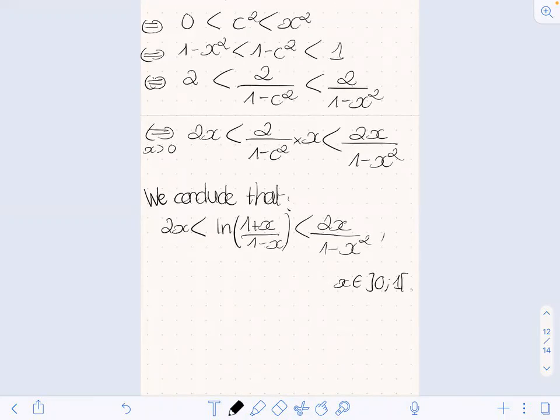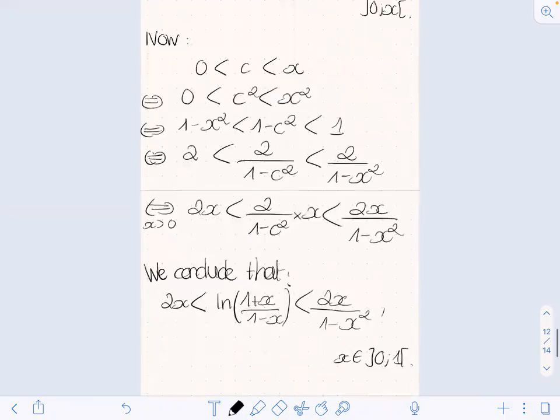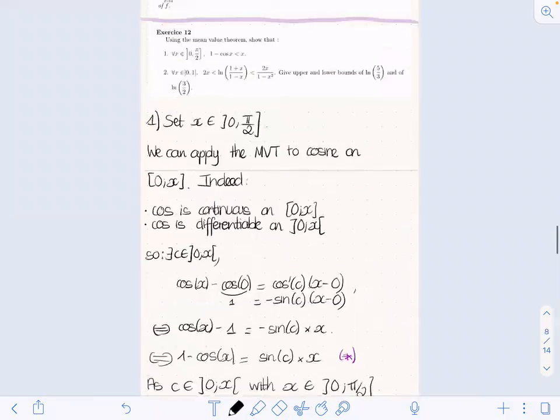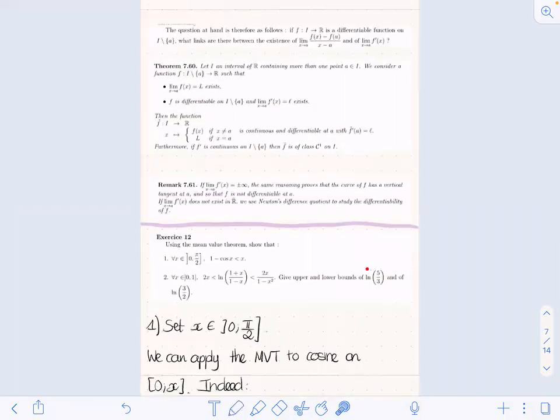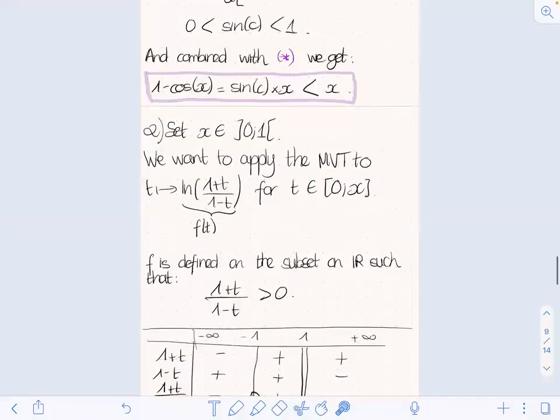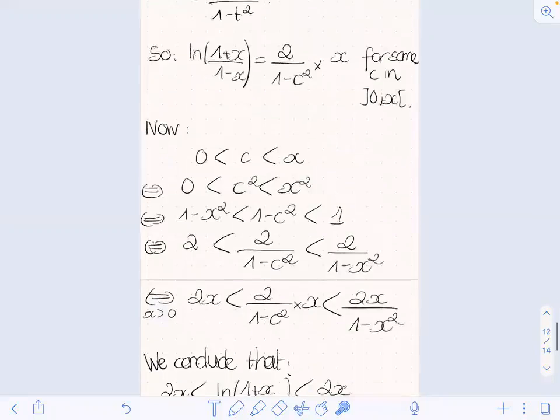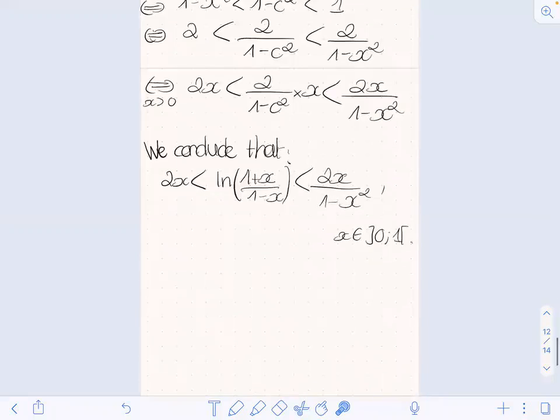Okay. And I think in the next part of the question, we need to look at some specific values. So these specific values are here. We want to use that to find some bounds for logarithm of 5 over 3 and logarithm of 3 over 2. How do you think we can apply this to bound, for example, logarithm of 5 over 3?